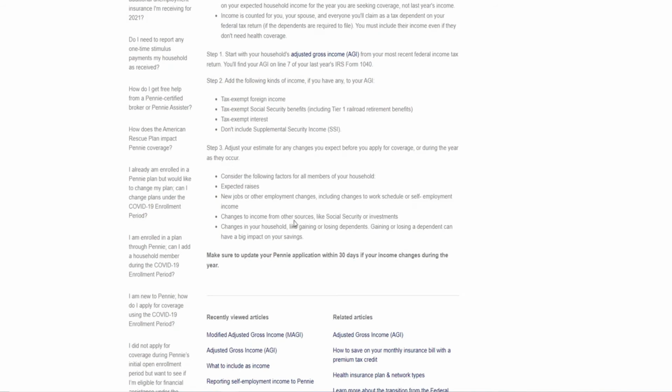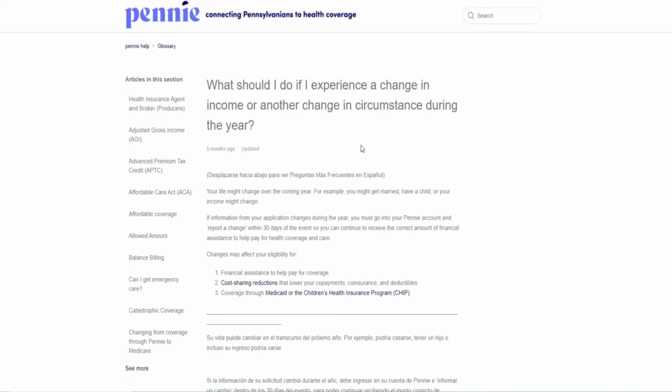Changes to income from other sources like Social Security or investments, and changes in household like gaining or losing dependents. That can be a huge one. So here at the bottom again, it says make sure that you update your Pennie application within 30 days of any change of income. And that brings us to the notion of changing income.